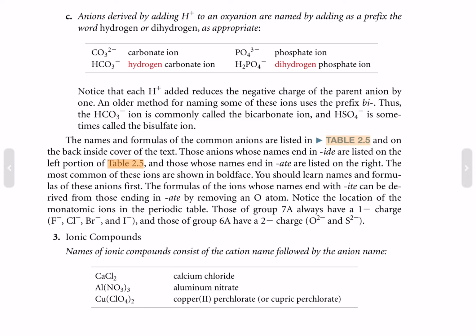Number 3, ionic compounds. Names of ionic compounds consist of the cation name followed by the anion name. Calcium chloride, aluminum nitrate, copper 2 perchlorate.